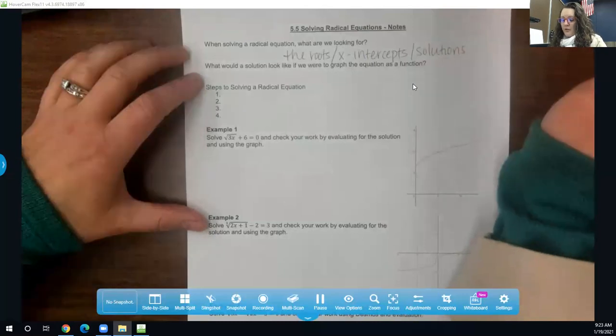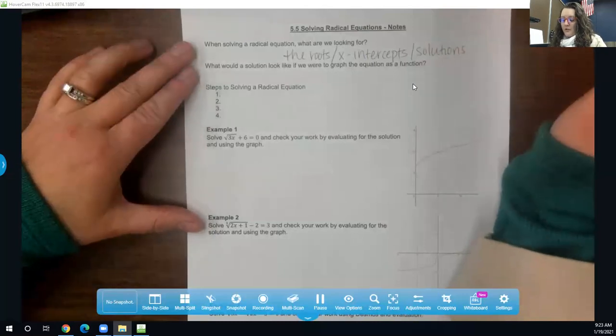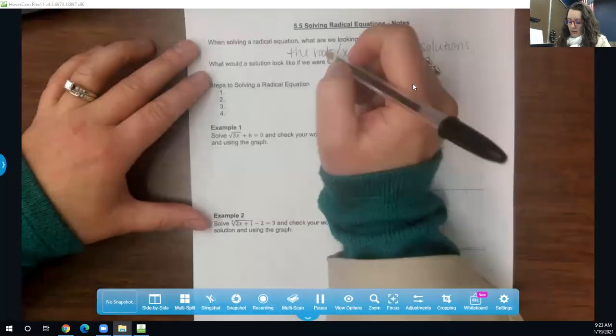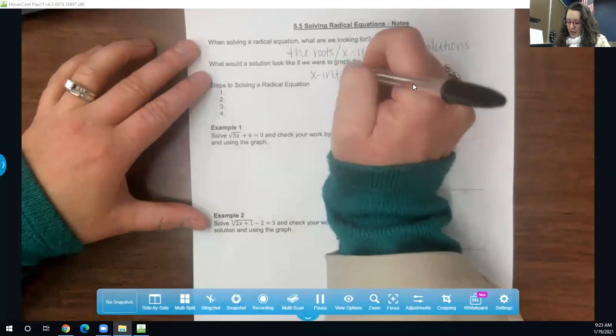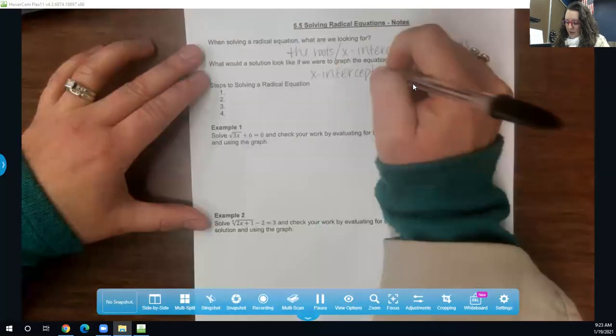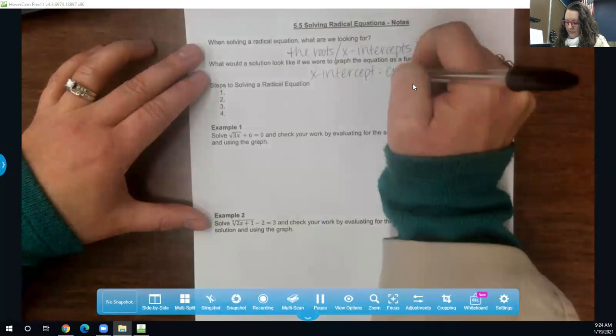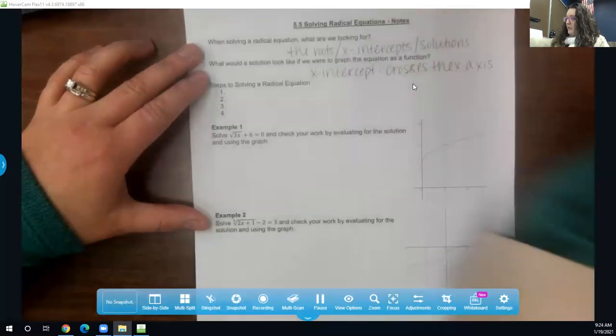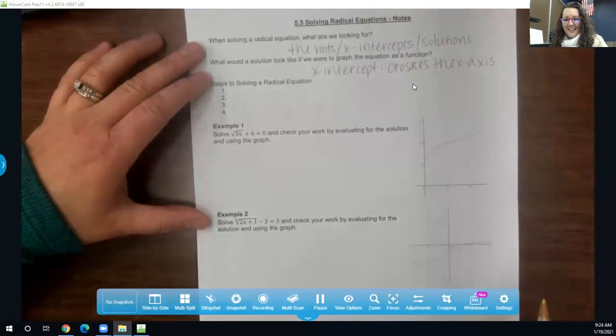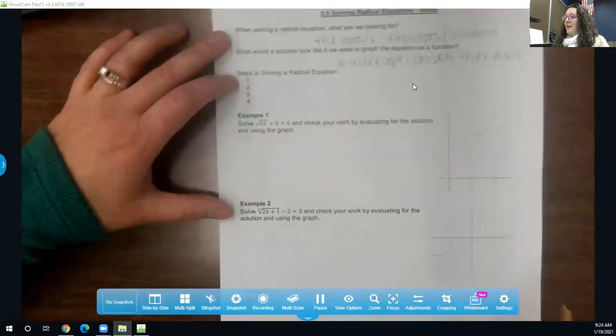So what would a solution look like if we were to graph the equation as a function? The solution would, again, look like the x-intercept. So remember, your x-intercept is where it crosses the x-axis. I know, bringing you back, right? Oh, it always boils back down to that graph.